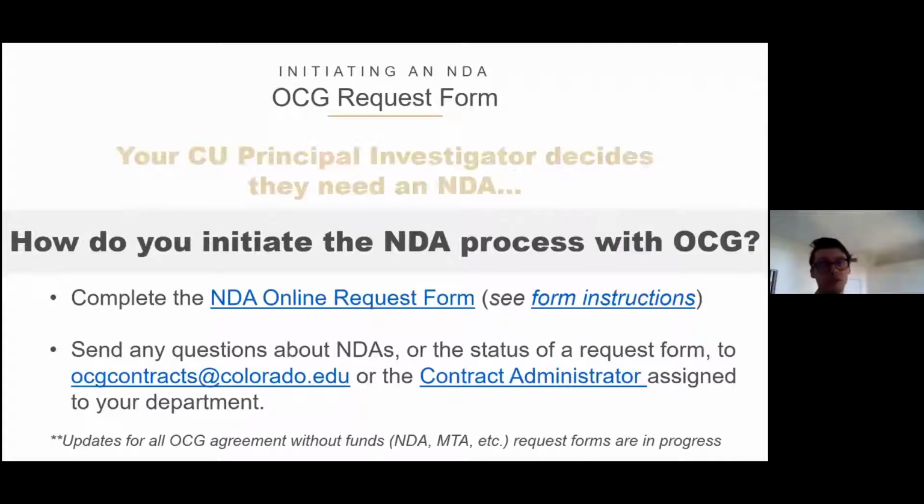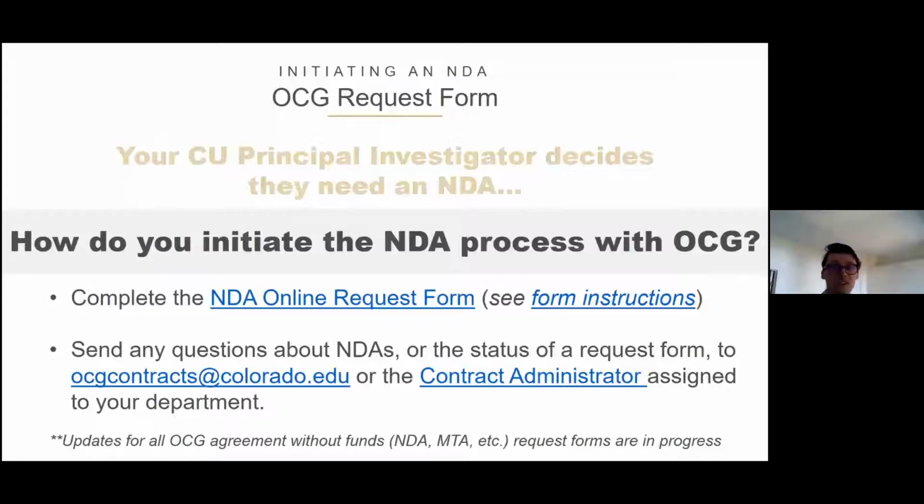Oftentimes, we will be notified about a potential NDA by email, which is great. We love the heads up, but OCG can't move forward with just an email saying an NDA is needed. That's why we have the request form, and it's the biggest step for contract administrators. Without that form hitting our inbox, we're unable to assign the request to the correct person, and it slows down our data entry and review process.